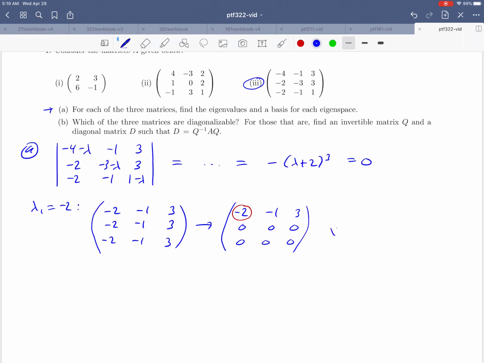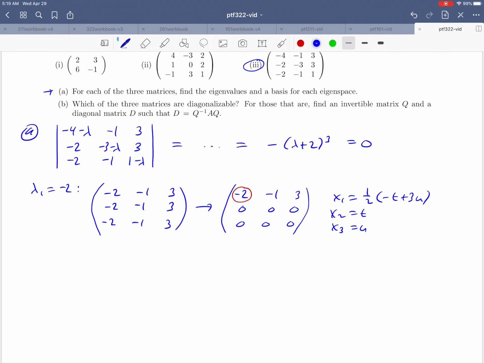So let's see, if we make x2 equal to t and x3 equal to u, you can confirm my algebra. If you take that and solve it for x1, you're going to get 1/2 times negative t plus 3u. Since we've got 2 free variables, that tells us that the dimension of our eigenspace should be 2. All right, so let's go through kind of the standard algorithm for producing 2 linearly independent eigenvectors here.